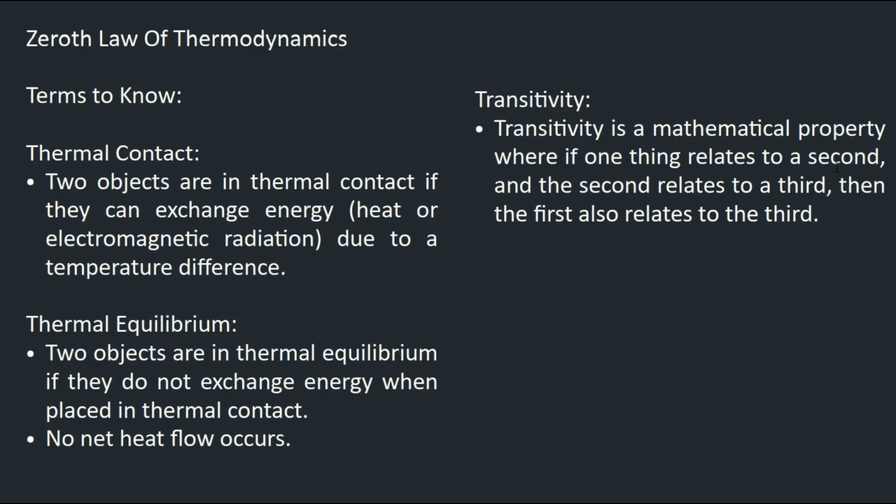Thermal contact. Two objects are in thermal contact if they can exchange energy, heat or electromagnetic radiation due to thermal difference. So if there is a way that two objects can exchange energy in the form of heat or electromagnetic radiation, they are said to be in thermal contact. Heat and electromagnetic radiation, those two also have to be defined.